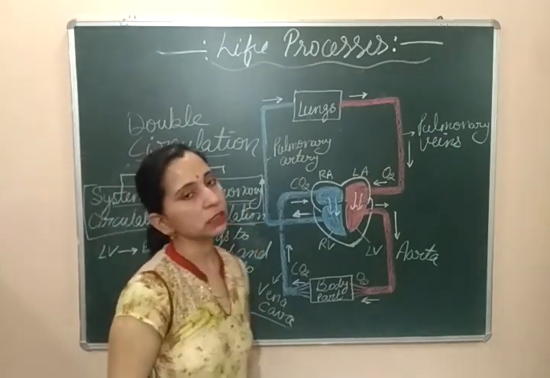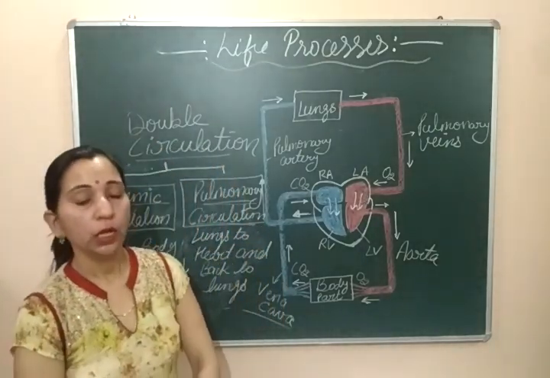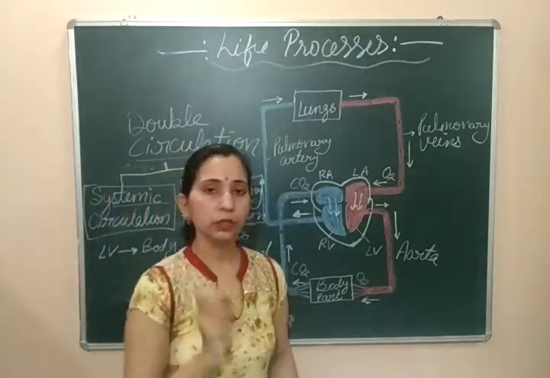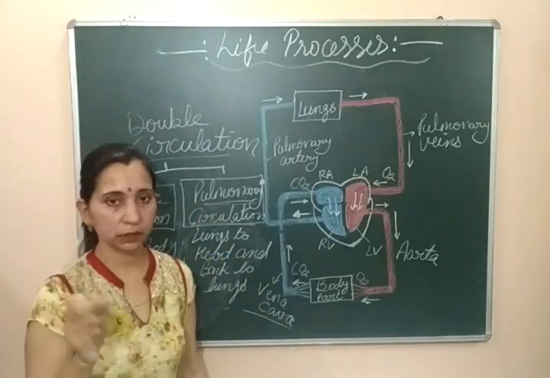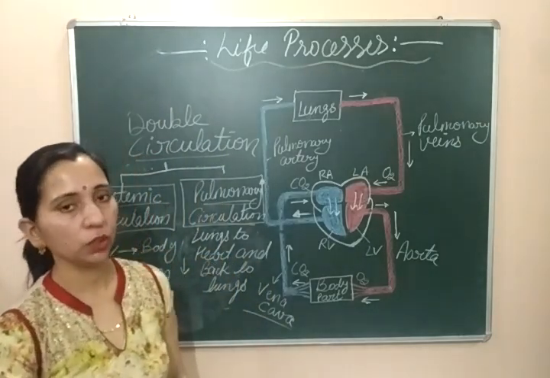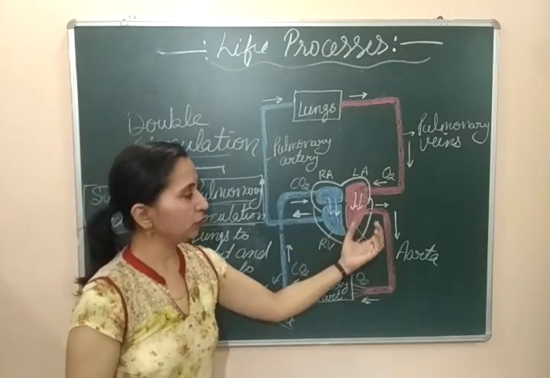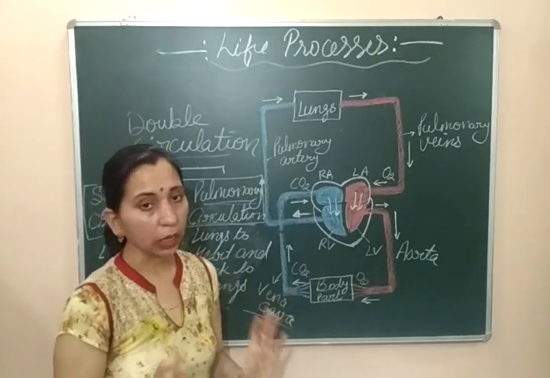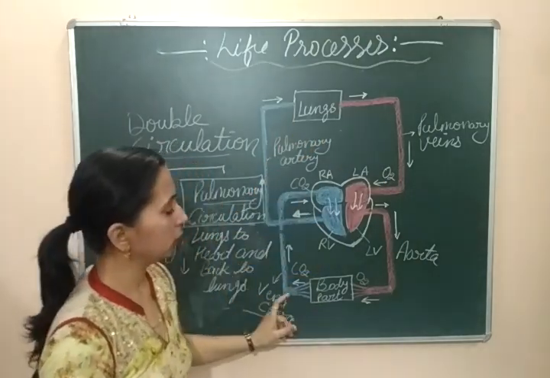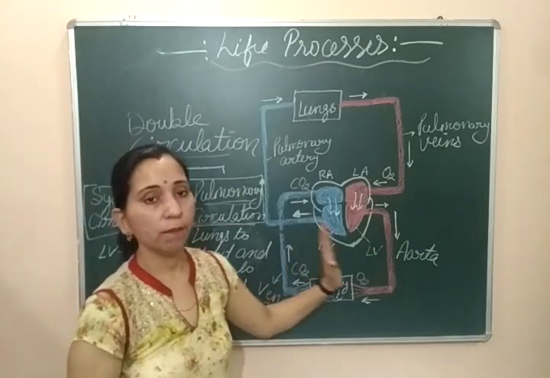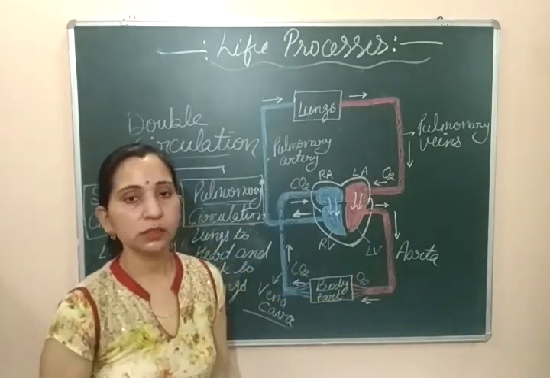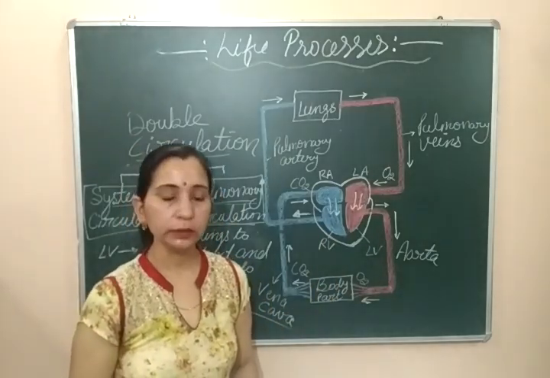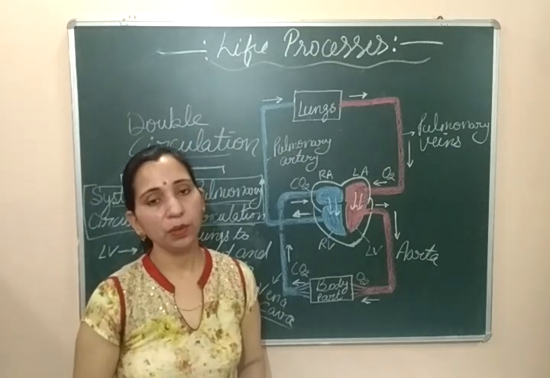Now let's see what is the significance of this double circulation. क्यों जरूरत पड़ी है mammals को और birds को इस double circulation की? The significance of double circulation is that you can see the oxygenated blood and deoxygenated blood are never mixed with each other. कहीं भी पूरे circulation के अंदर ऑक्सीजनेटेड और डीऑक्सीजनेटेड ब्लड के मिक्स होने के चांसेस नहीं होते. It keeps the oxygenated blood separate from the deoxygenated blood so that a continuous supply of energy can be maintained.